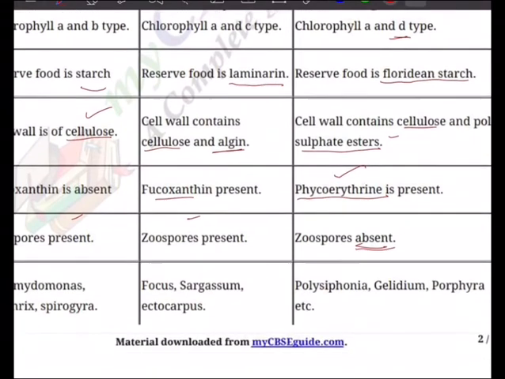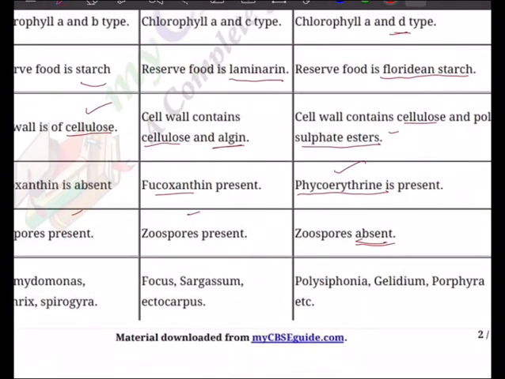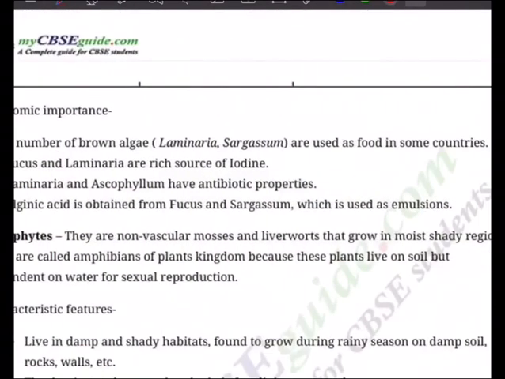And the examples we are giving: under green algae, Chlamydomonas, Ulothrix, Spirogyra. Under brown algae, Fucus, Sargassum and Ectocarpus. Under red algae, what I want is this, Polysiphonia, remember this Polysiphonia, and Gelidium, at Red Sea, Porphyra. So these are the examples.